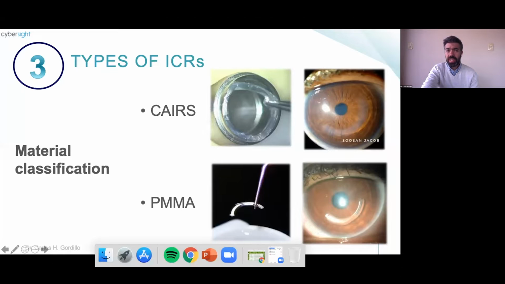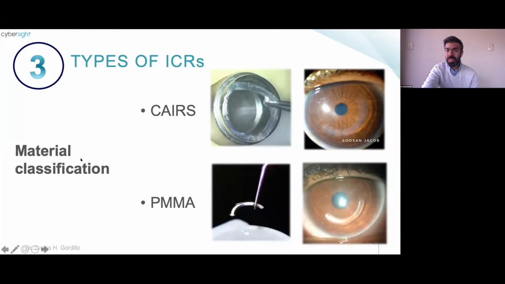I'm going to show you this classification. It's been described during these few months. We have two different kinds of rings. This material is PMMA, and then we have these KERS. It's allogenic intracorneal ring segments made from corneal stroma. It's been described by Dr. Susan Jacobs, and she gave us this picture to show you.